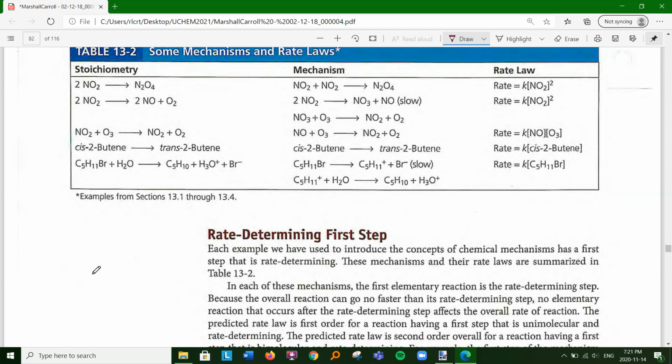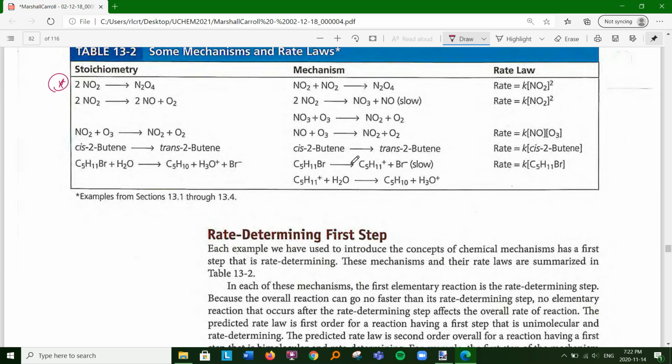So if we have here overall 2NO2 goes to N2O4, one mechanism might be NO2 plus NO2 goes to N2O4, and so the rate would be k times [NO2] squared. Here, maybe it forms 2NO plus O2 that occurs via a two-step mechanism. So the rate is proportional to the concentrations in the rate determining step. So not to NO3 or NO, just to NO2. Then we have another one and a few other examples.